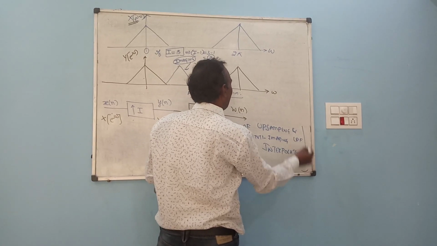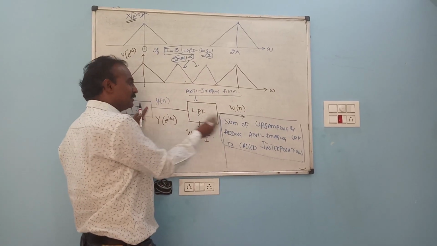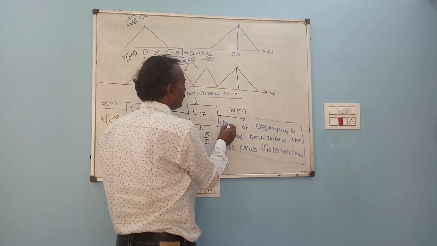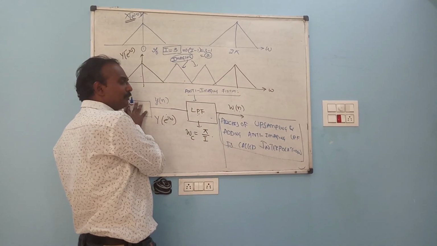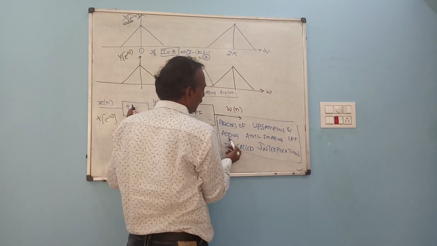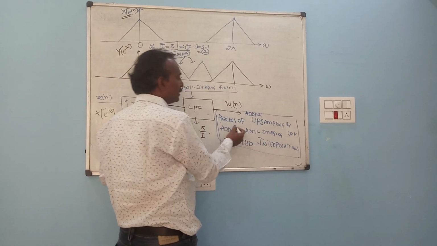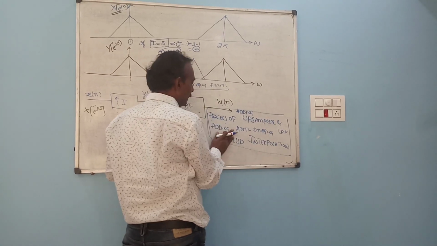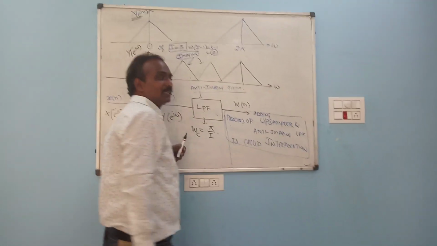The process of adding the upsampler and the anti-imaging low pass filter is called interpolation.